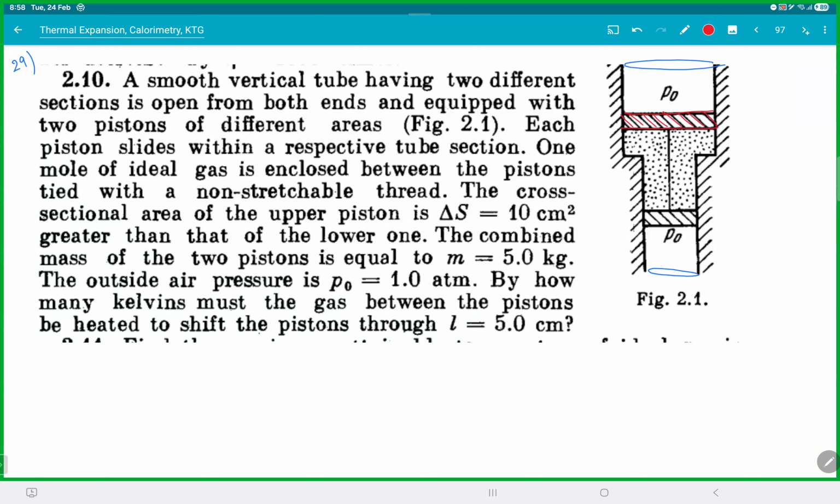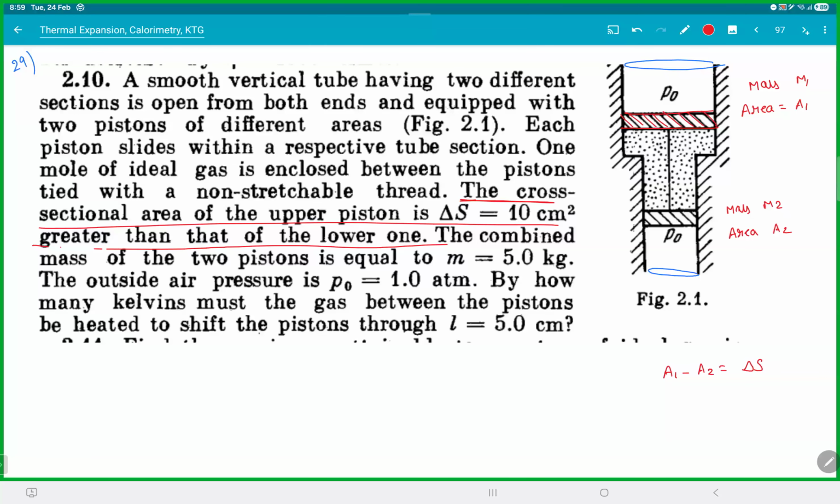What is the area of the piston? I don't know, but let's say the area is A1, mass is M1. They didn't give you this. Similarly, this mass is M2, and this area is A2. But what they gave instead: the cross-sectional area of the upper piston is 10 centimeters square greater than the lower one. So what he indirectly gave you is A1 minus A2 is delta S.